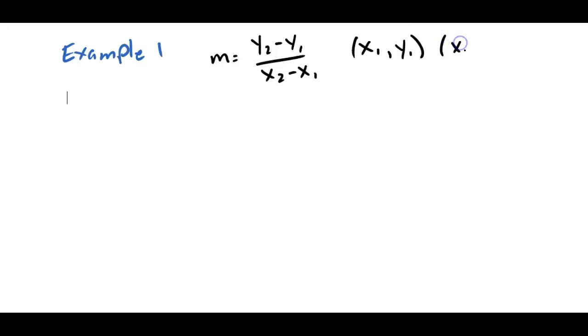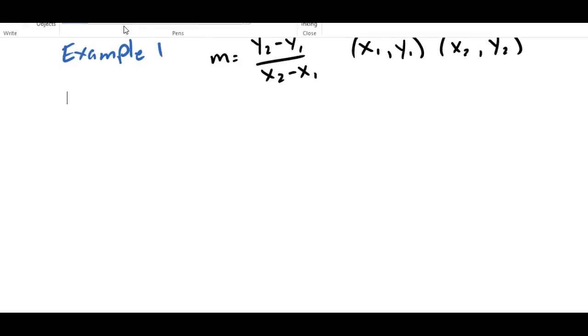Now, a couple of things we need to keep in mind. One, we need the equation for slope. So the equation for slope is y2 minus y1 over x2 minus x1. That means we're talking about two ordered pairs. The ordered pair x1, y1 and the ordered pair x2, y2. So we need two ordered pairs in order to figure out the slope.